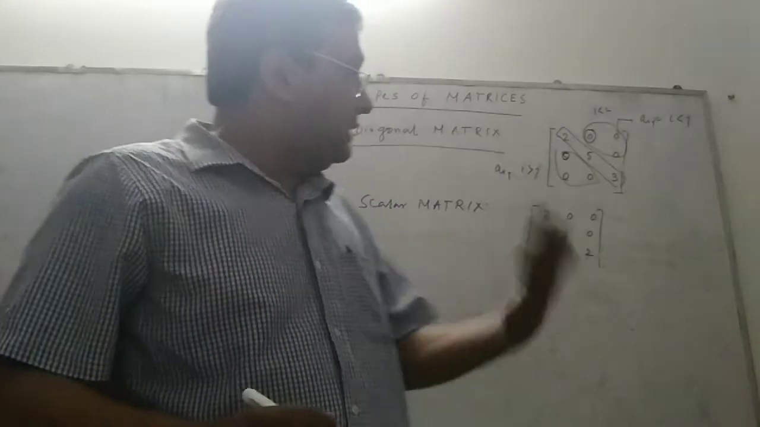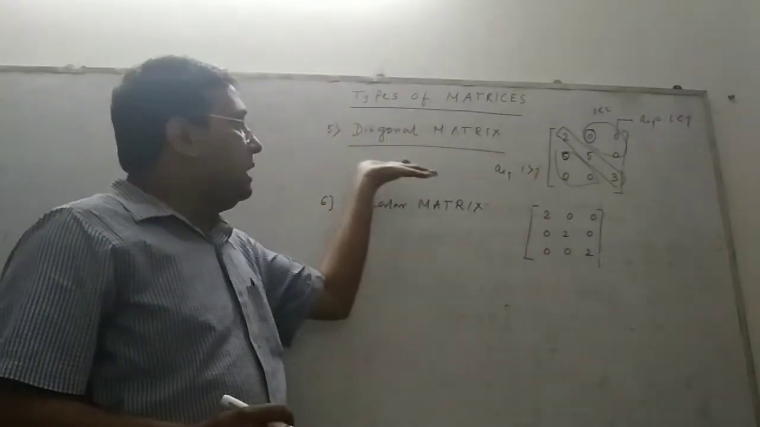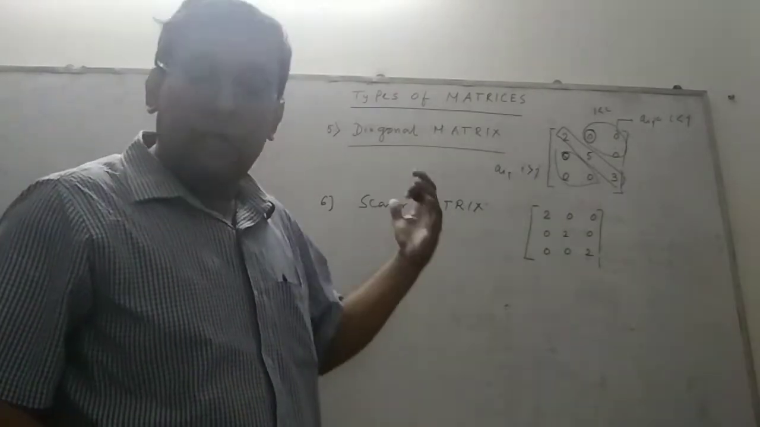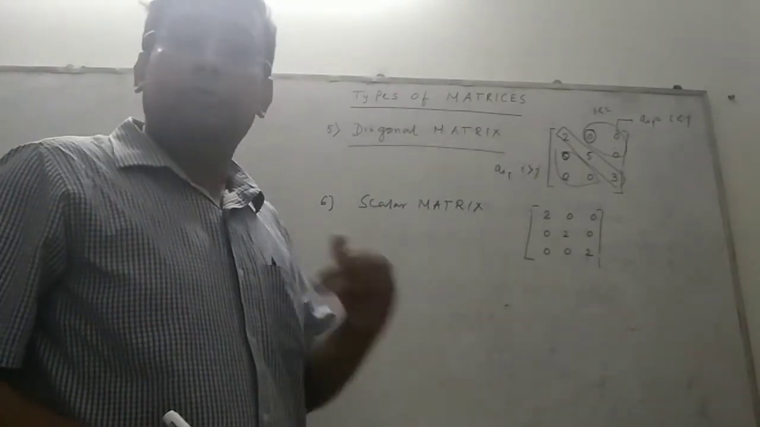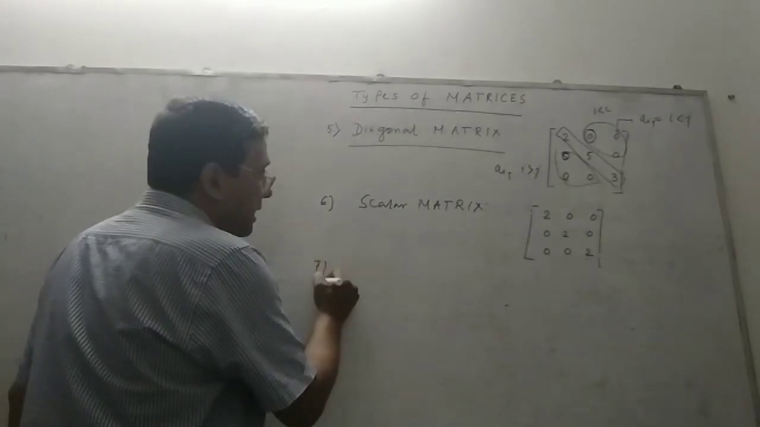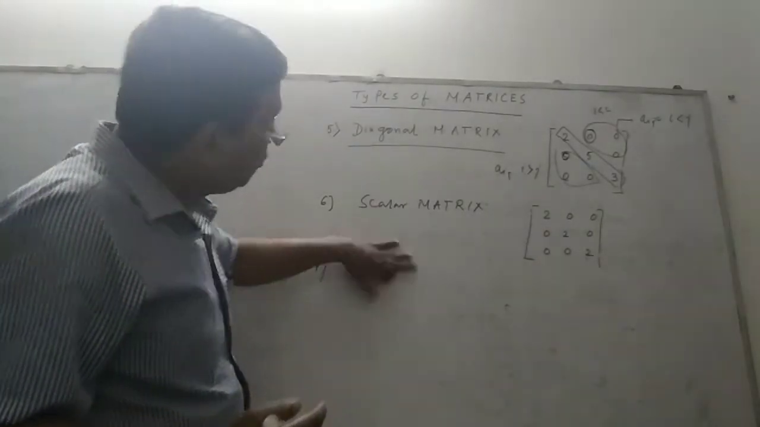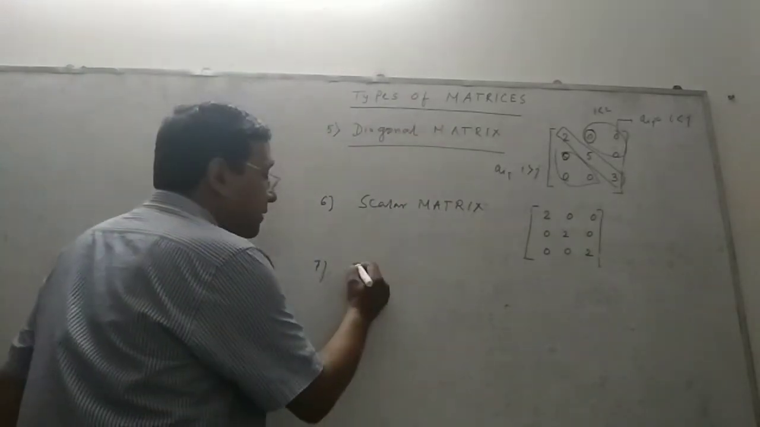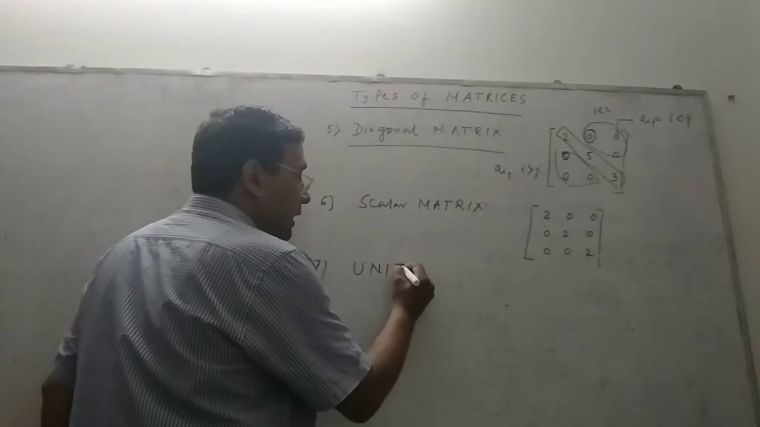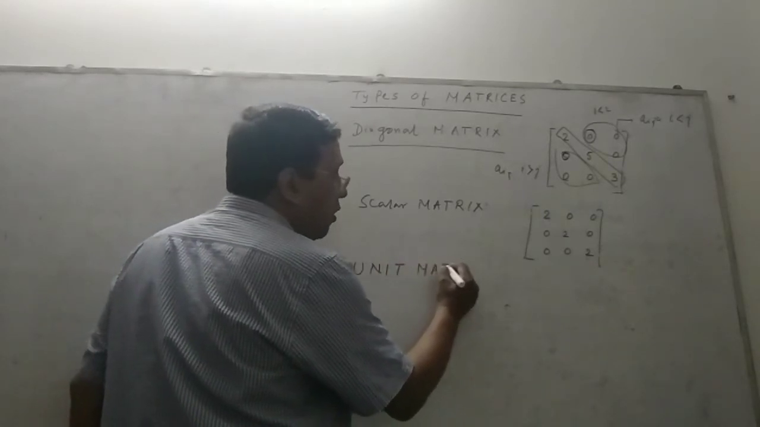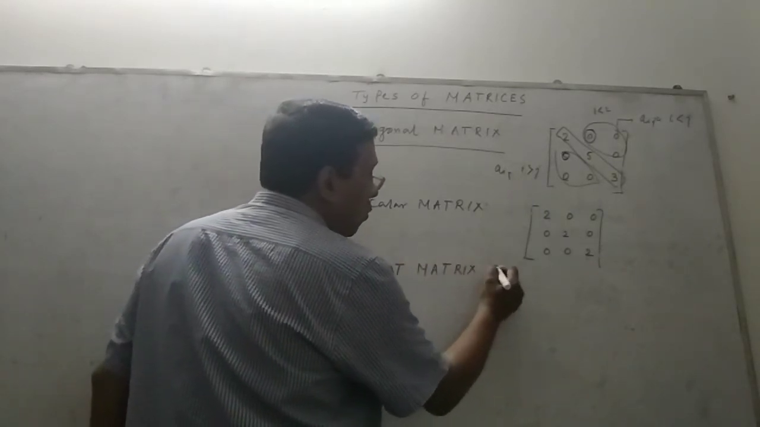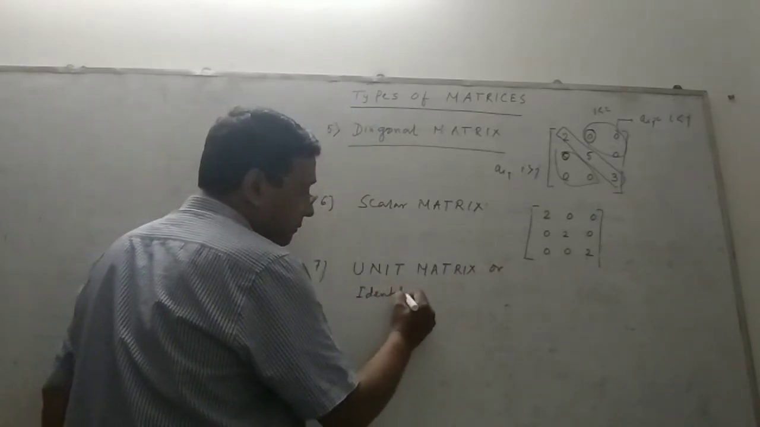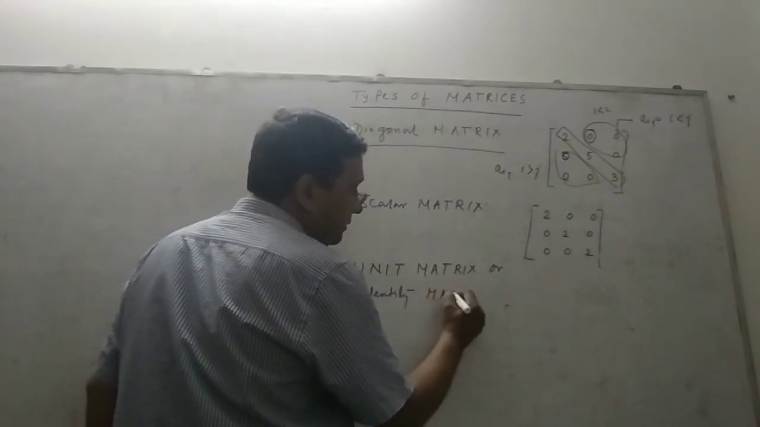So after learning the diagonal matrix and the scalar matrix, next we have to learn what the unit matrix is. That is actually our objective. A unit matrix is also a square matrix, also a diagonal matrix, and also a scalar matrix. The unit matrix, or we can say the identity matrix.